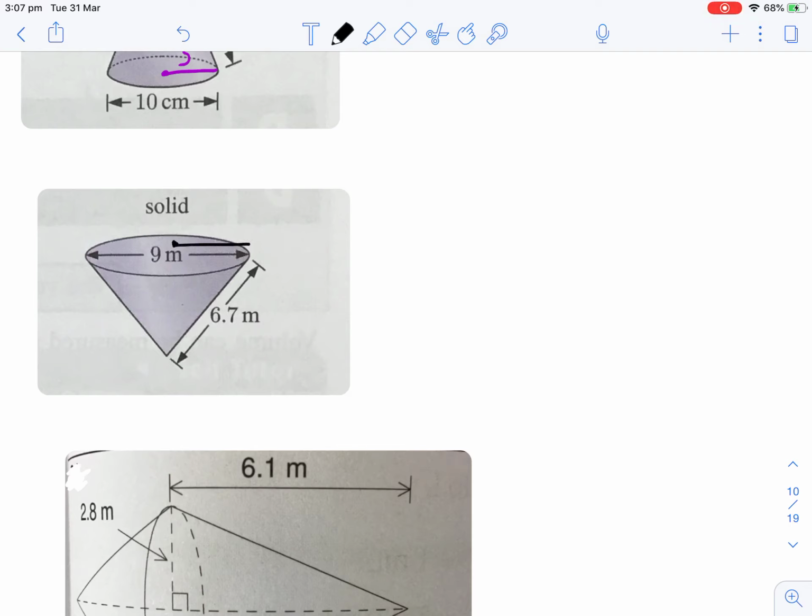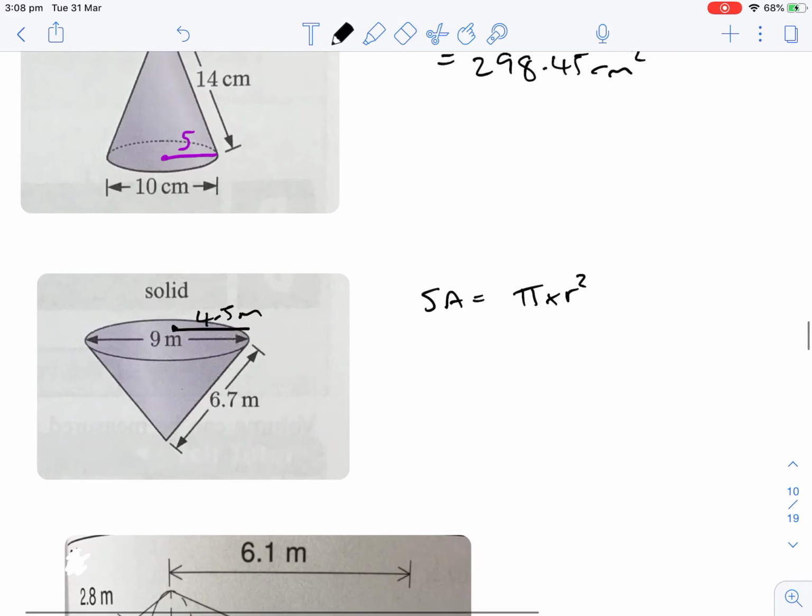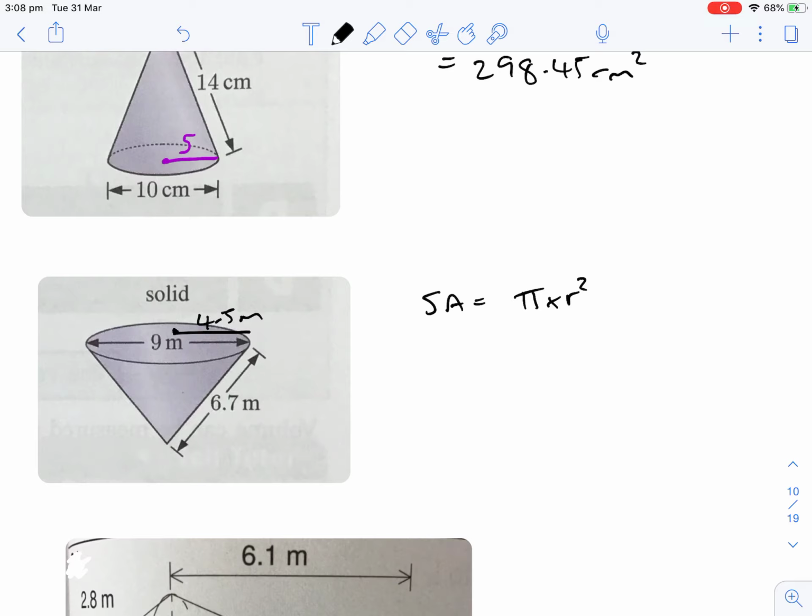Now in the next one, same sort of thing. Again, they've tried to trick you. They've given you the diameter, not the radius. So if you halved that, you'd have 4.5 metres. Your surface area would be equal to pi times your radius squared to get your circle. So that's pi times, and my pencil's died, so I'm just going to talk you through that one. So pi times your 4.5 squared plus your walls, and your walls are pi times your radius, which is 4.5, times your 6.7, which is your slant. And I'll have to do the next one on another video.